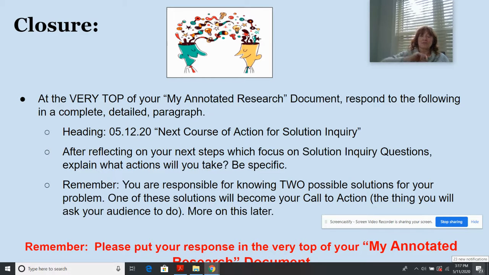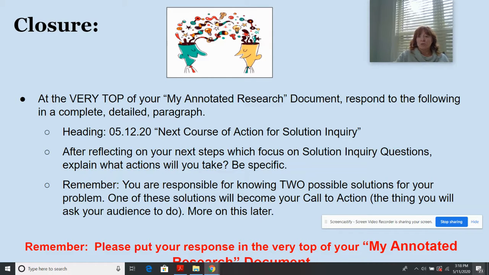You're going to go back to the very top of your My Annotated Research document, and you're going to respond to this prompt. Remember, we want a complete, detailed, thorough paragraph. Your heading is today's date and next course of action for solution inquiry. And then reflect on this. Now that you've thought about what your next steps are going to be for your solution inquiry questions, what steps are you going to take? Be specific. What questions still need to be answered? Where are you going to look? How are you going to narrow your search to find those answers?